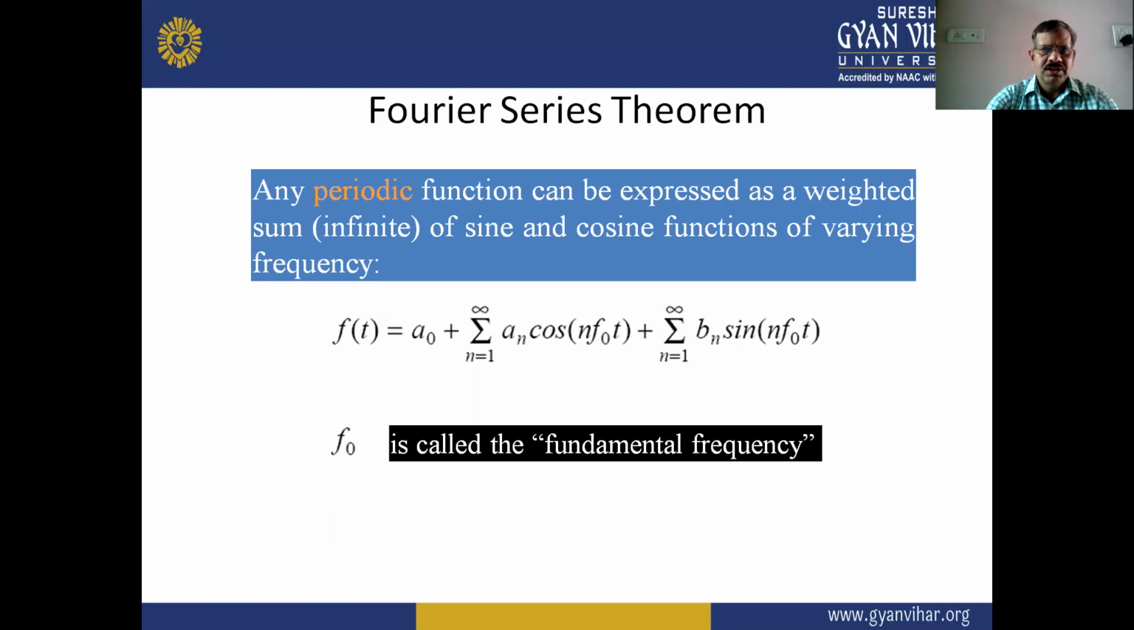We can write this theorem in mathematical form. So f(t) equals A naught plus the summation from n equal to 1 to infinity of A n cos(n f naught t) plus the summation from n equal to 1 to infinity of B n sin(n f naught t). Here f naught is the fundamental frequency. So this is the mathematical representation of the Fourier series theorem.